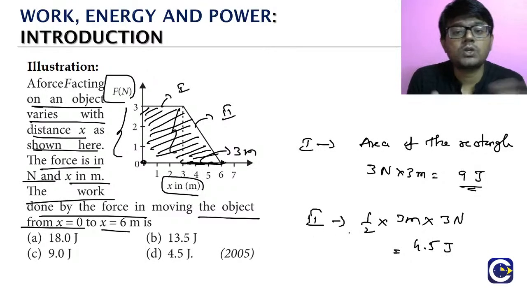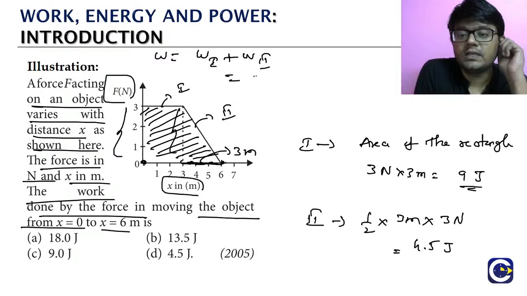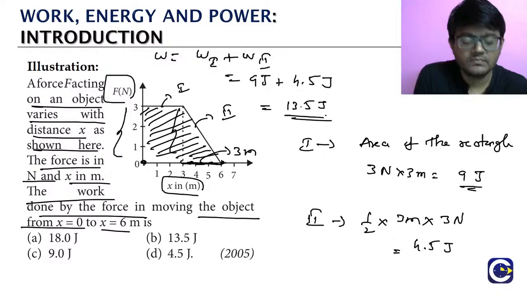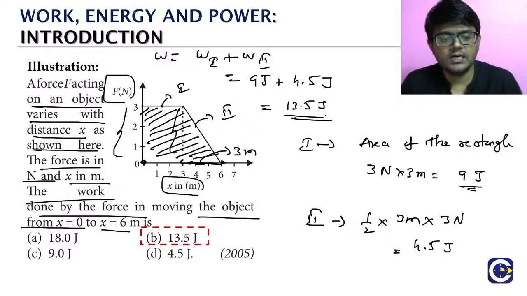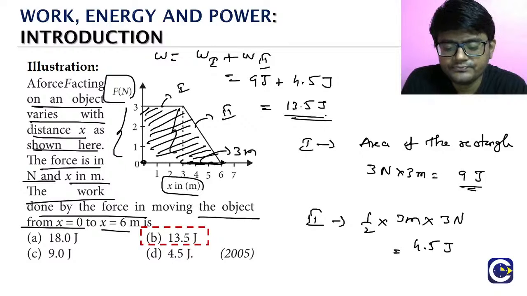So we are looking for the total work done. Total work done means the work in the first part plus the work in the second part. That is 9 joules plus 4.5 joules, which is 13.5. So the answer is option B. In the movement of the object from x equal to 0 to x equal to 6 meters, the work done by the variable force is 13.5 joules.